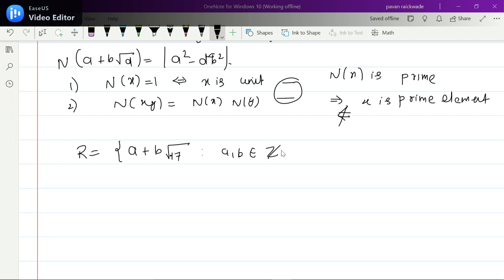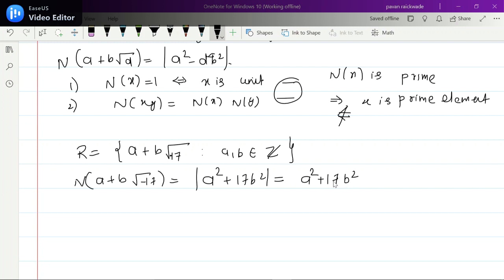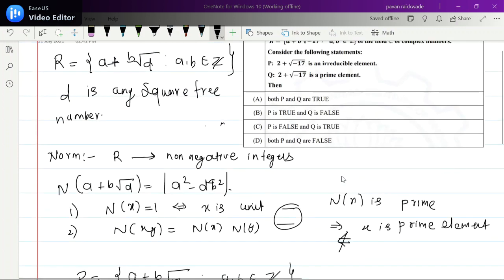Okay, so here the ring is given as a plus b square root of minus 17, where a, b belong to integers. So d is minus 17 here. So the norm of a plus b root minus 17 will simply be a square plus 17b square, which will anyway be non-negative.